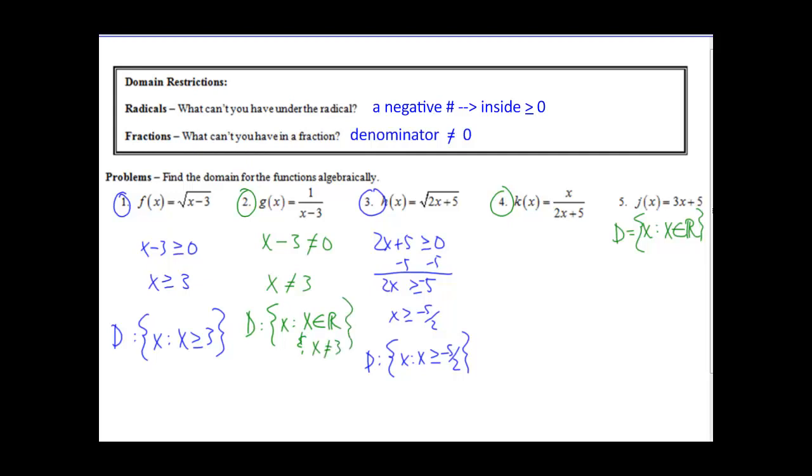4, take the denominator, 2x plus 5. So again, 2x plus 5. Now this cannot equal 0. So 2x cannot equal negative 5. x cannot equal negative 5 halves. So if that's the only answer, we know that the domain is the x's such that x cannot equal negative 5 halves, but x's are all other real numbers.